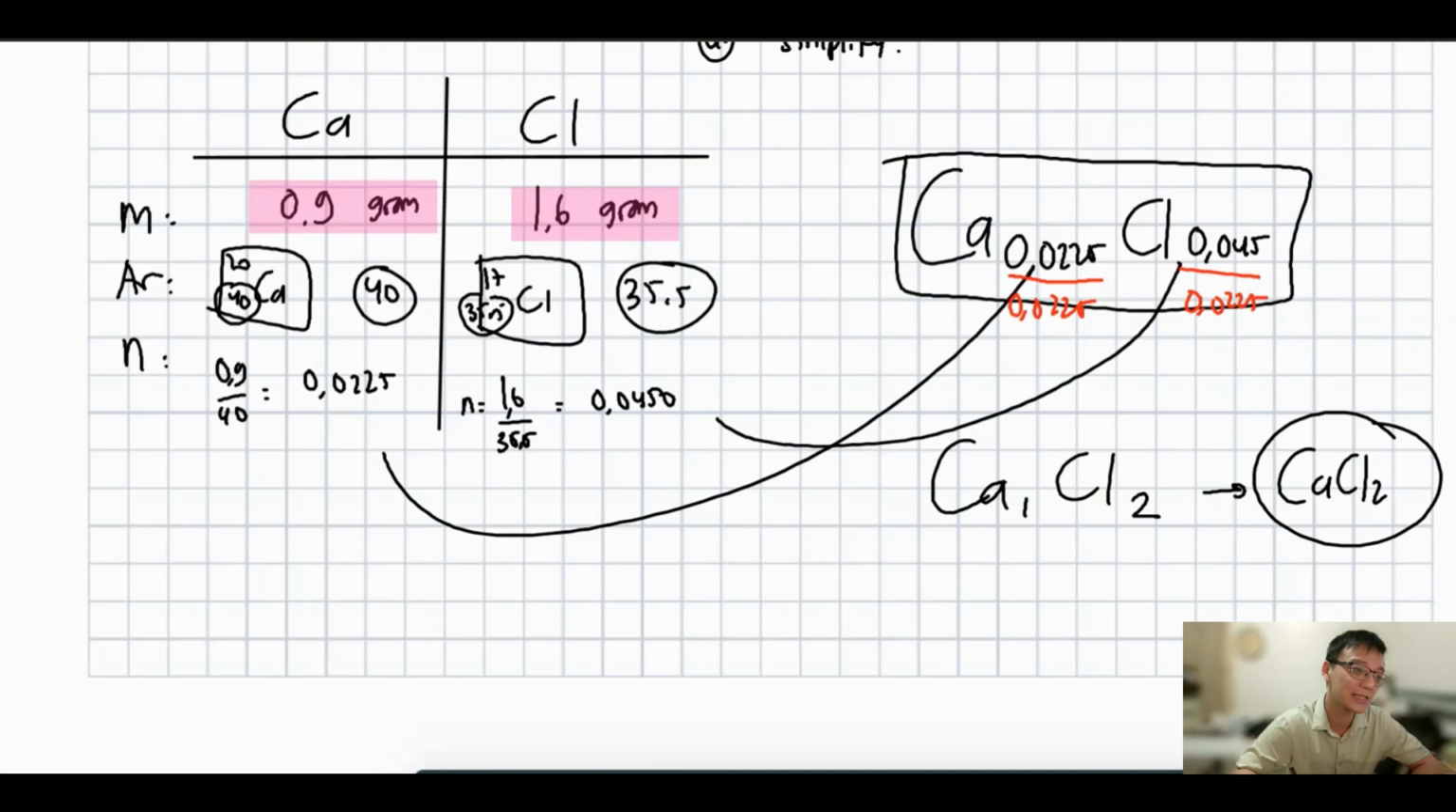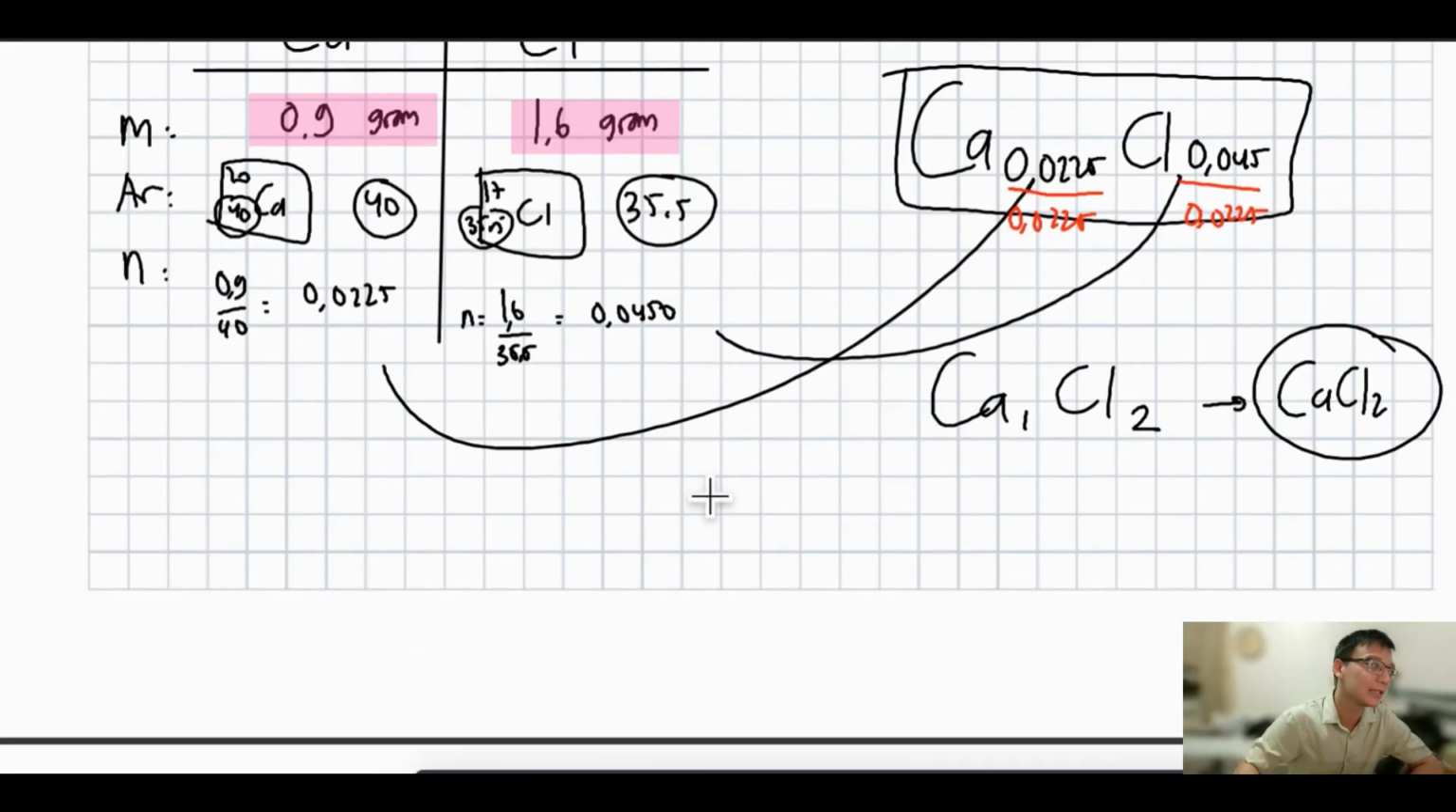Or if you want to write CaCl2. This is the empirical formula. So the empirical formula is just the mass divided by the atomic mass. You get the mole. And for the mole, you put in every atom, then you try to simplify as much as possible by dividing it with the smallest number available. For the atomic mass, you just need to plug into this formula.